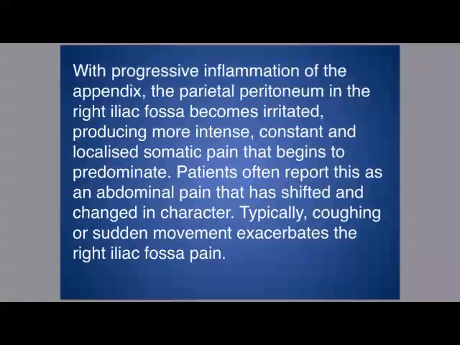With the progressive inflammation of the appendix, the next common symptom the patient describes is that the pain, which has been periumbilical, colicky, and poorly localized, becomes shifted to the right iliac fossa. This shift is usually due to irritation of the parietal peritoneum. This is called visceral somatic sequence. The parietal peritoneum is supplied by somatic nerves, and the character of pain will change from poorly localized to well localized, sharp, stabbing pain at the site of the inflamed appendix, which is the right iliac fossa. So the patient often reports abdominal pain that is shifted and changes its character. Typically, the pain is exacerbated by coughing or movements.